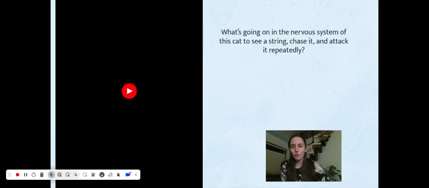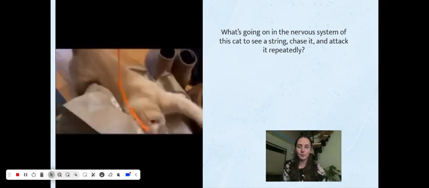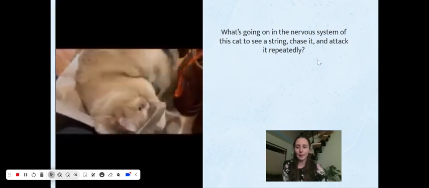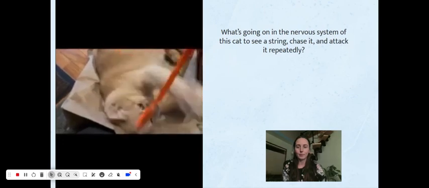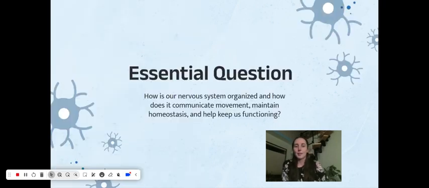So, first off, just to get us thinking about the right kind of stuff, what's going on in the nervous system of this cat? To see a string, to chase it, and attack it repeatedly. So how can me, you, every living thing that has a nervous system, how can it see things, respond to those things, tell itself to attack those things maybe?